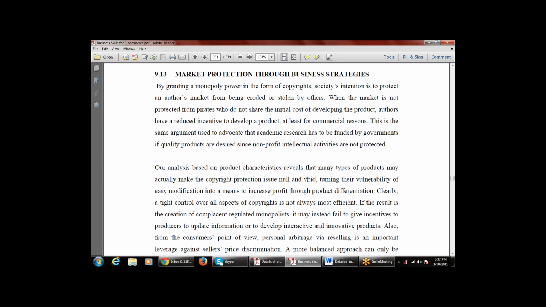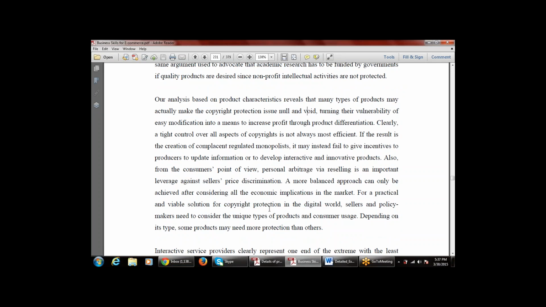So what are the various business strategies, business methods, that are used for making the market protection or digital copyright for the market? Also, from the consumer's point of view, personal arbitrage via reselling is an important leverage against sellers' price discrimination. A more balanced approach can only be achieved after considering all the economic implications in the market. Economic implication means after analyzing all the costs and benefits in the market, a balanced approach must be taken care of. For a practical solution for copyright protection in the digital world, sellers and policy makers need to consider the unique type of product and consumer usage.